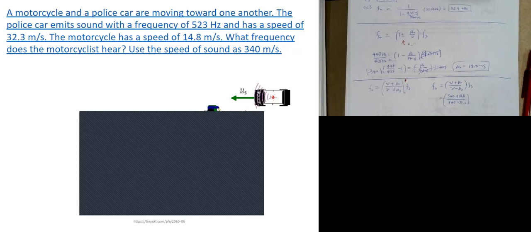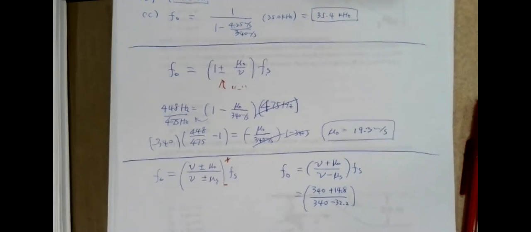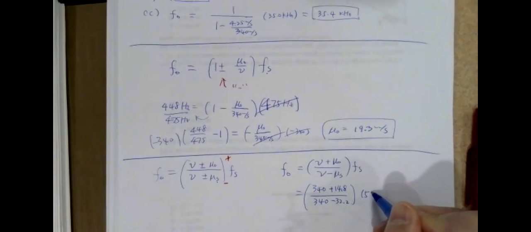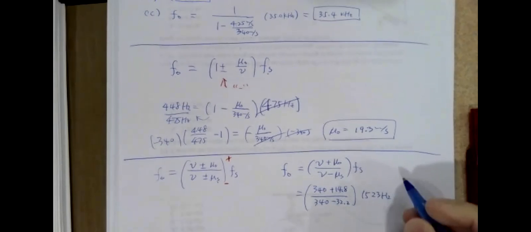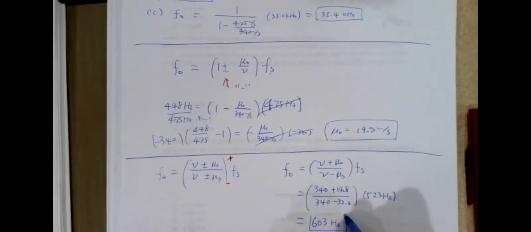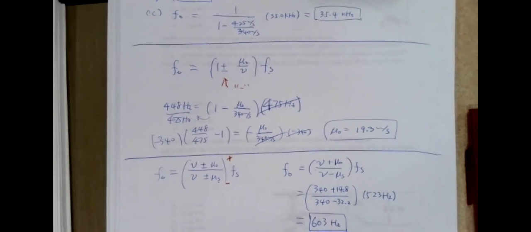Let me just stop sharing so you can see a larger view here. Times the frequency by the source, 523 hertz. That gives you 603. That's the frequency heard by the motorcyclist.